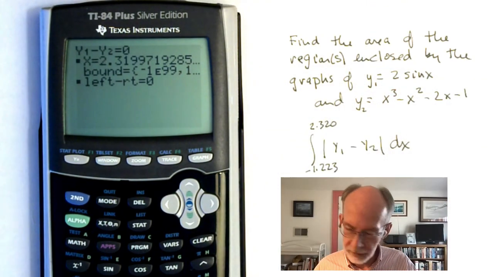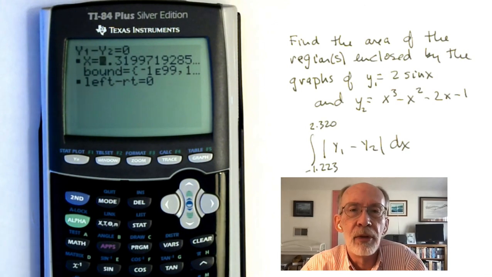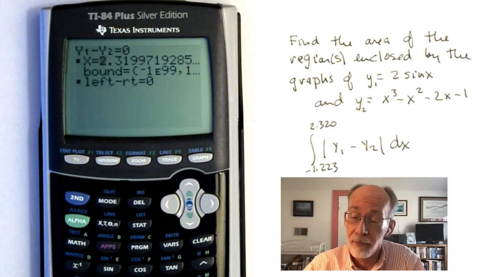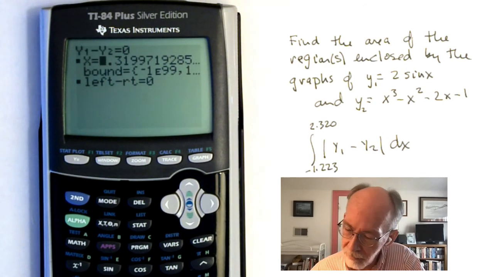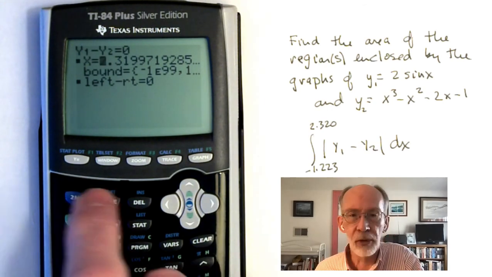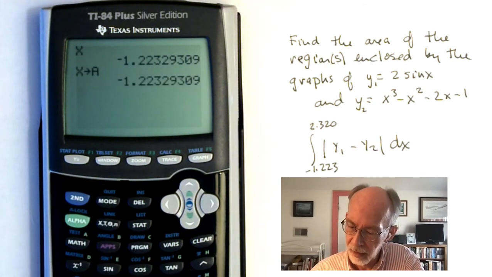So if we integrate from about negative 1.223 to about positive 2.320, the absolute value of the difference between these functions, this should give us the answer to our question. So let's do that. We'll quit out of here. We'll store this as B. So X store alpha B.